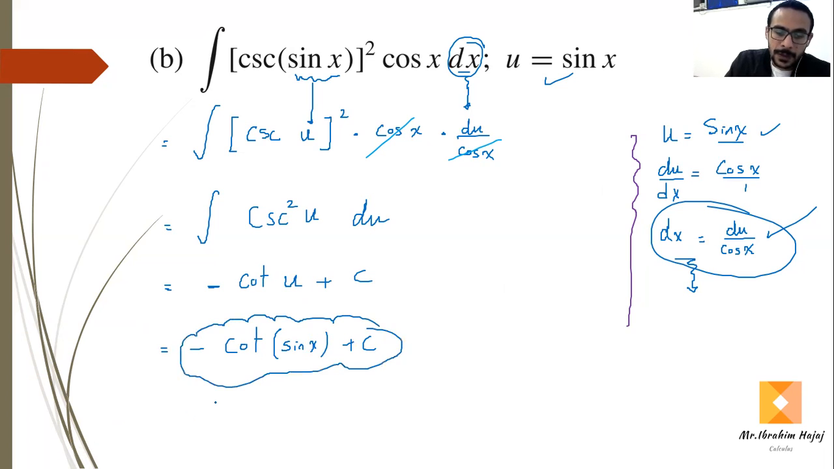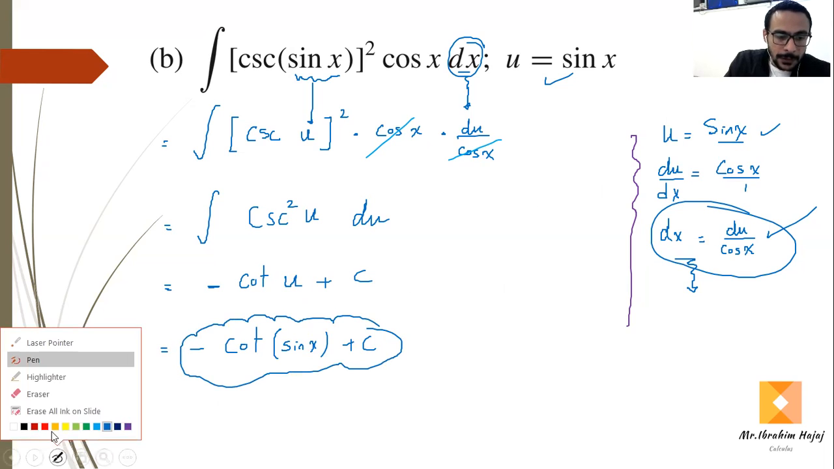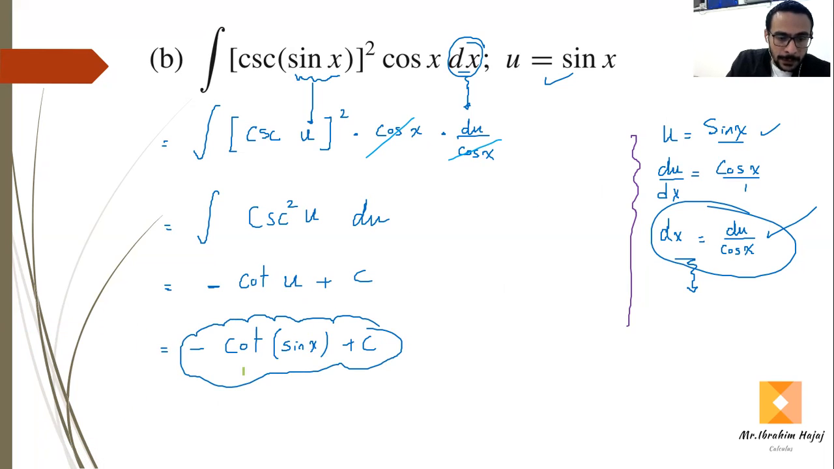That's it. Thanks a lot. Excellent. No problem, mister. Okay, so here negative cotan sine x plus c is your final answer.